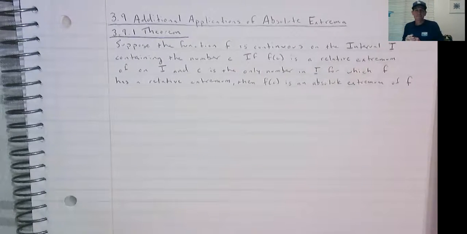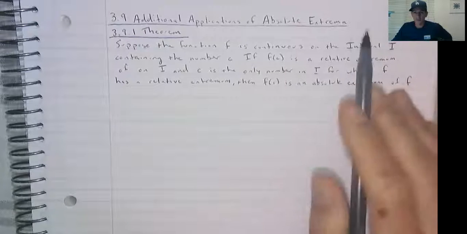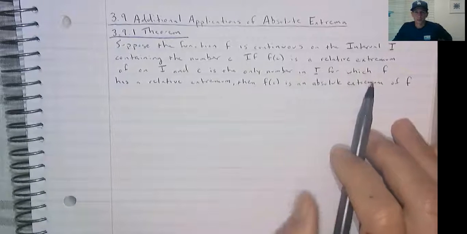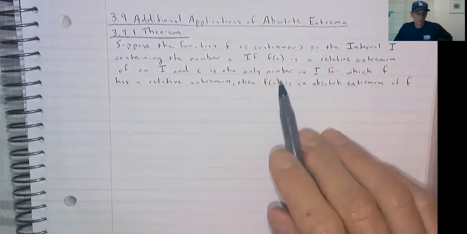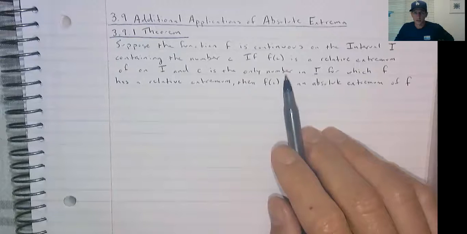Okay. And at that point, once we've verified that there's only one critical number, we'll use the second derivative test to figure out just exactly what type of absolute extremum it is. Notice there's nothing about I being closed like we had in 3.2. We don't need to close the interval. We don't need to check the endpoints.